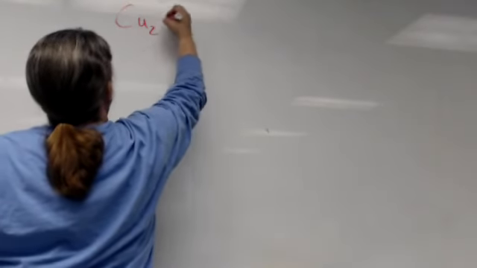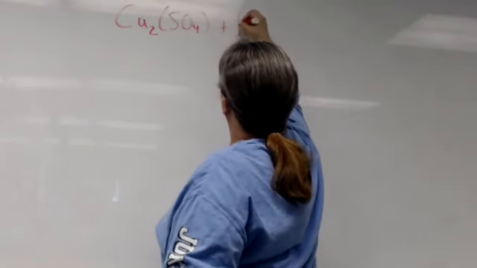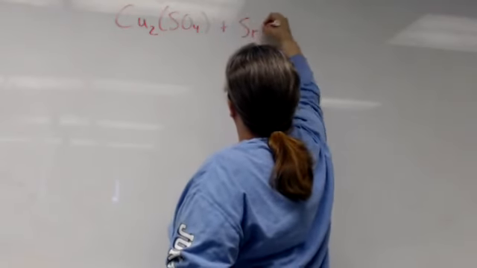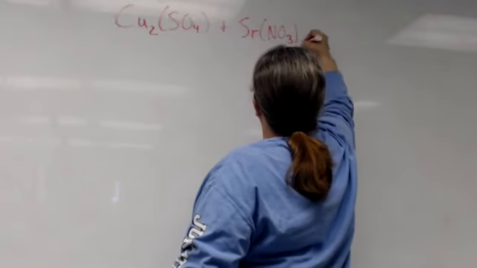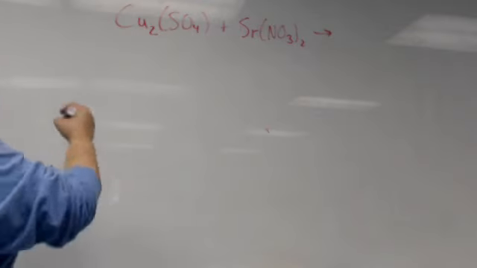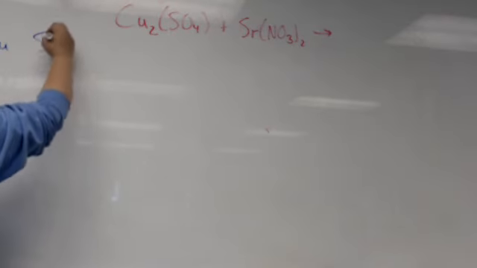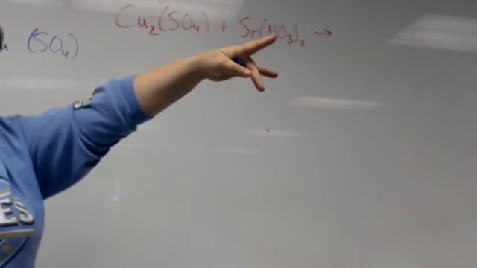Okay, so the last example is Cu2SO4 plus SrNO3. All right, so we want to predict the products. Again, we know it's a double replacement reaction because we have compound plus compound, same process. So we have copper and sulfate. We're going to go to the periodic table. We're going to find copper, write the charge of its ions.